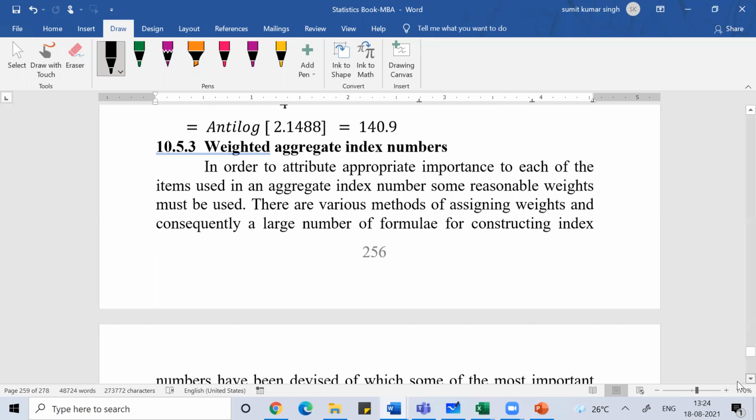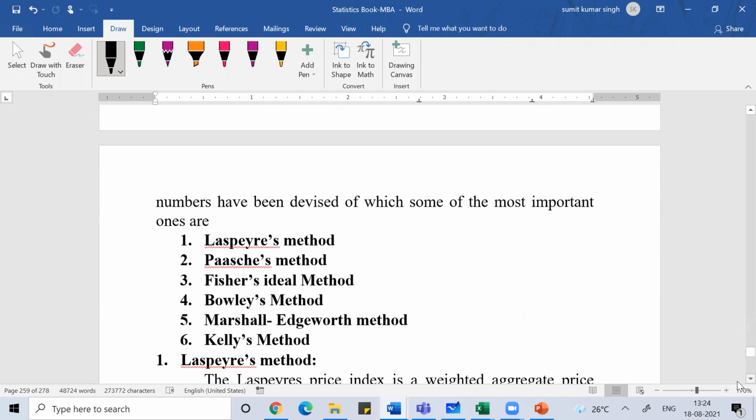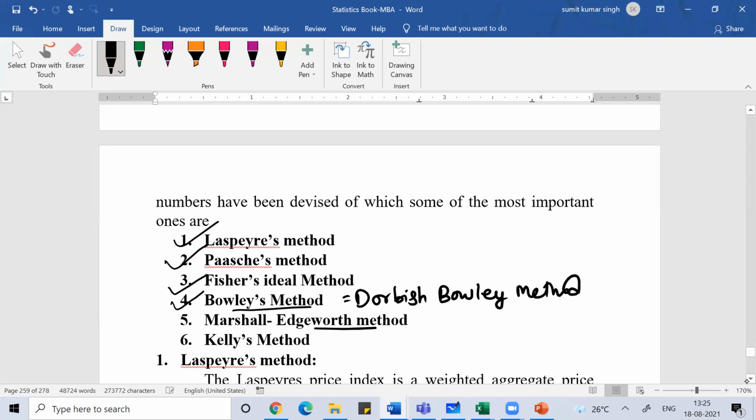If you follow, we have different methods, like one method called Laspeyres method. All these are very important from an exam perspective. We have Laspeyres method, then Paasche method, then Fisher ideal index, then Dorbish-Bowley. In some books it is written Bowley method, in some books Dorbish-Bowley method. Then Marshall-Edgeworth method, then Kelly method. So these are the 6 methods we need to remember here.